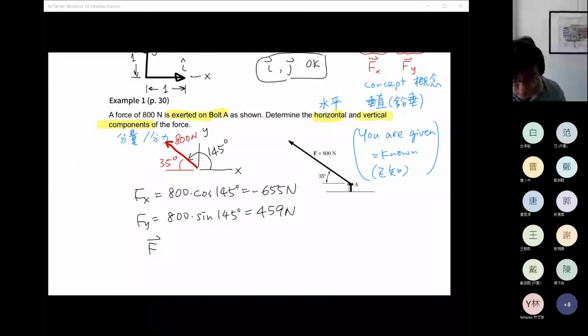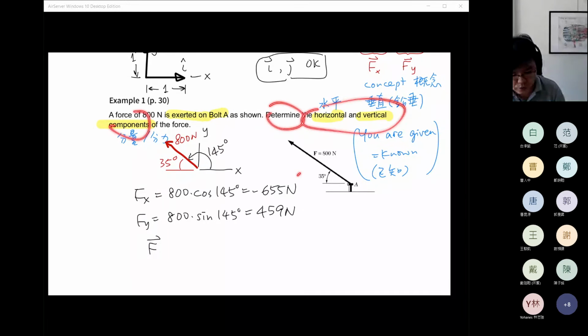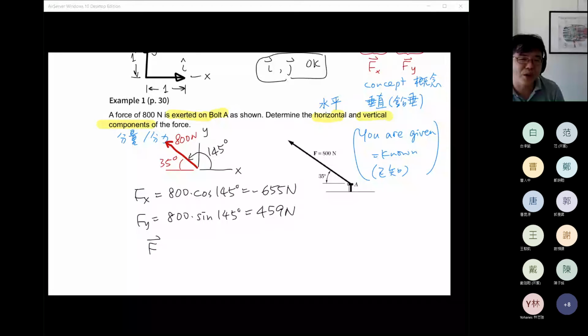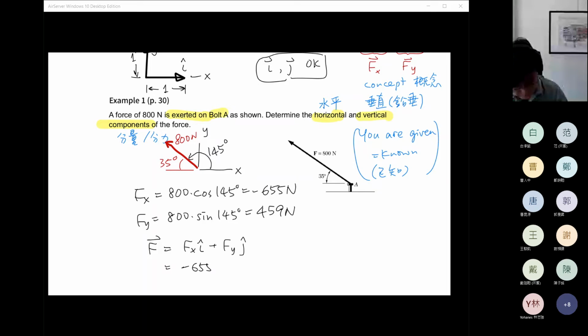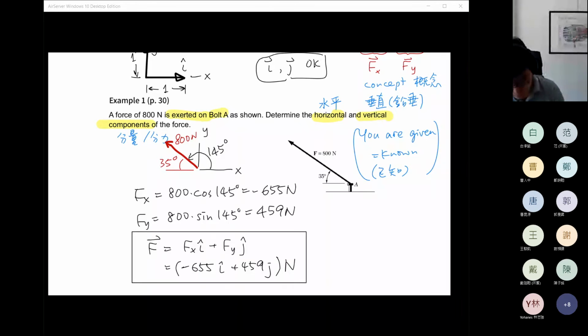Therefore, because the question is asking you to determine the components, of course I cannot say you are wrong if you stop here. But let me complete the answer by rewriting the force like this. Newton. This is our answer.